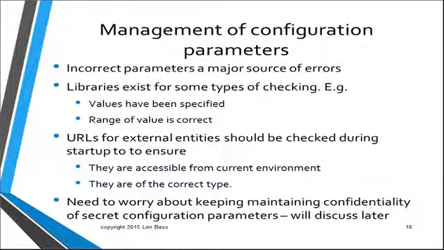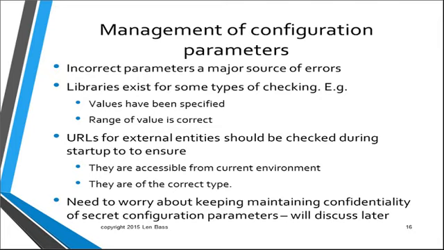So this is a major source of errors if you look at the data that people have gathered from things that cause errors. Incorrect configuration parameters is very high on that list. And there are libraries that exist for some types of checking. You can make sure that all the values have been specified, that they're the right type, that they're in range. The system should check URLs that it gets through configuration parameters to make sure they're accessible and still exist, and they're of the correct type.